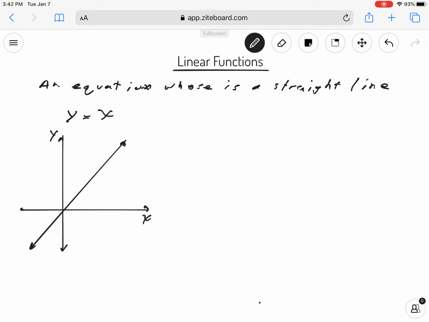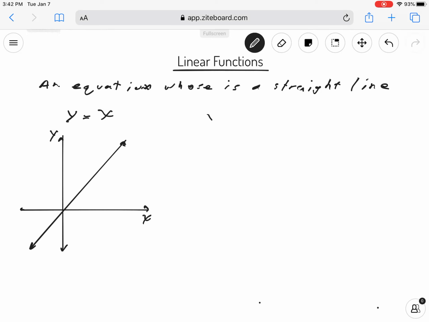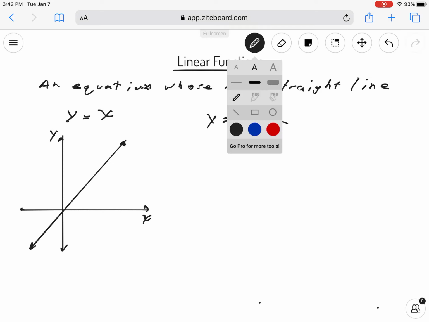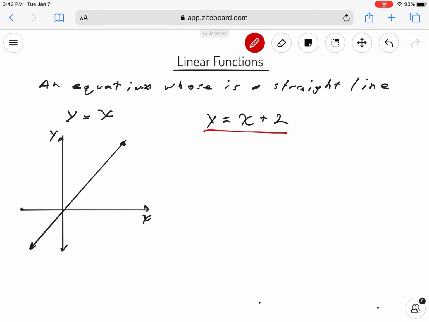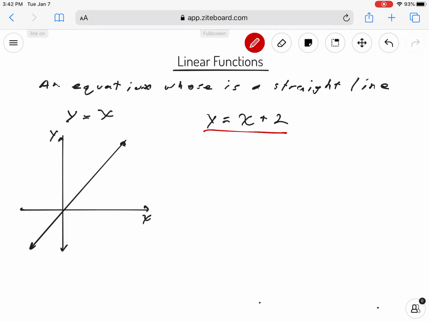All right, and if I add a constant to it, so y equals x plus maybe 2. Okay. So if that's in red, and if that's 2, it just moves it up 2.